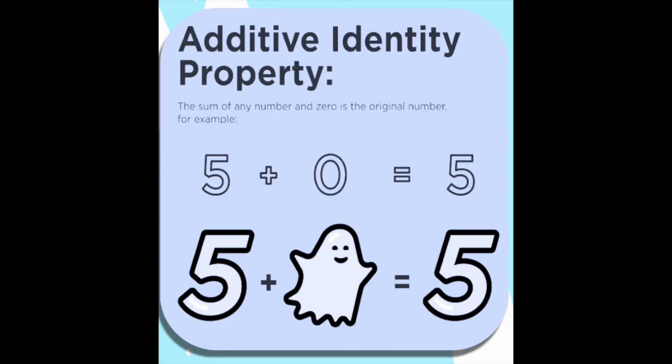Thanks for joining me today, first graders. You guys did an awesome job. We learned about the additive identity property. That means that any number added to 0 or 0 added to any number means that the sum is the same number.